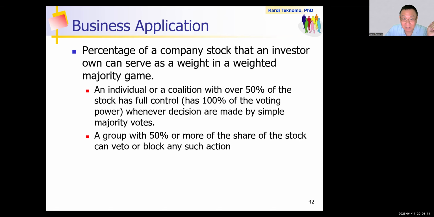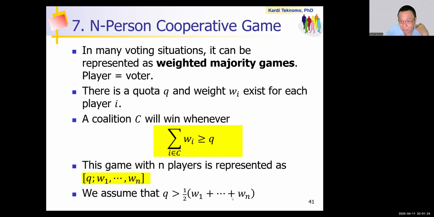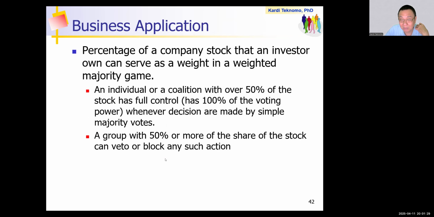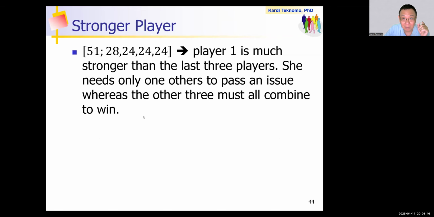So let's see here. Suppose each person has weight 1, 1, 1, 1, 1, and then you have Q. Remember this Q must be more than half of the sum of the weights. In this case we say each player has equal power, if everyone has an equal vote and Q is just more than half of the sum of the weights.